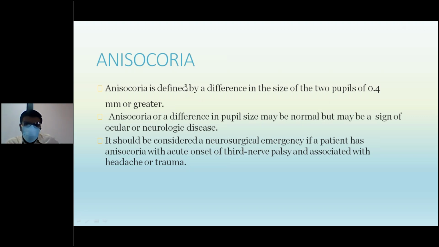Anisocoria means difference in the size of the pupils. If the difference in the size of the pupils is 0.4 mm or greater, it is called anisocoria. It may be a sign of ocular or neurological disease. It should be considered a neurological emergency if a patient has anisocoria with acute onset of third nerve palsy.